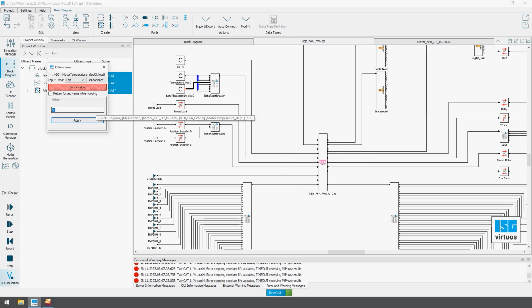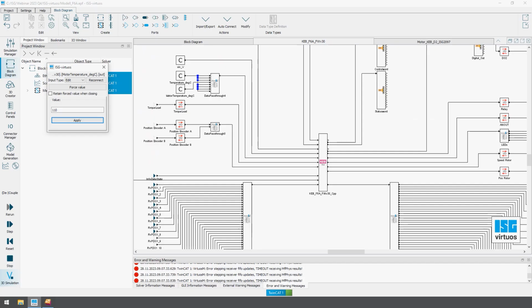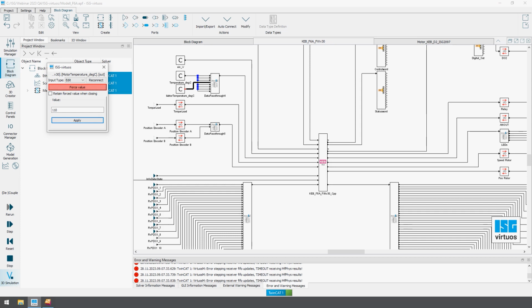Now I will change the 50 degrees to a higher value to simulate a warning temperature in our firmware simulation model, so the KEB drive. I would like to force the value. Now the value changed from the firmware simulation parameters to 110 degrees, and we will get a warning drive overheat. The next step is that we increase the value in the ISG Virtuos simulation environment on the motor temperature input over 150 degrees. I would like to force the value.